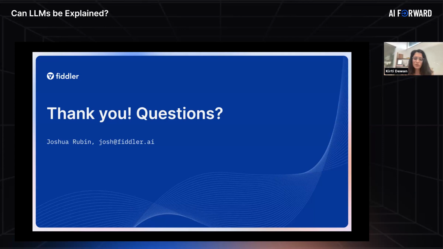Great. So we can do 2 more questions and we have about 2.5 minutes. So let's try to get through them. So is explainability the same as chain of thought reasoning? If not, what is the difference?